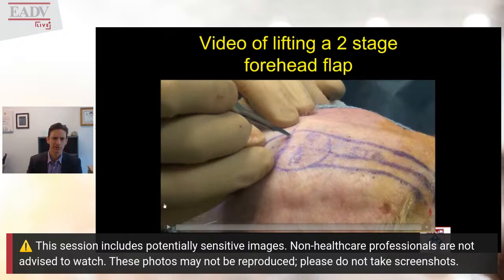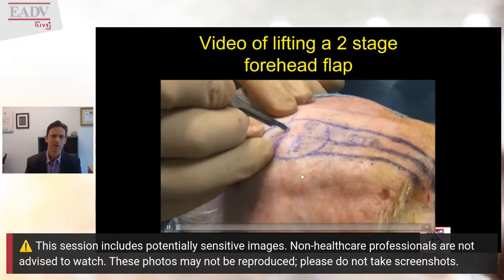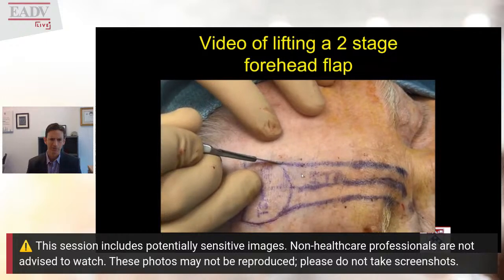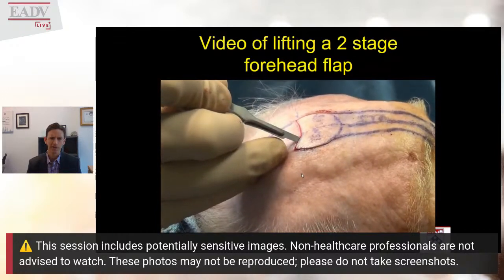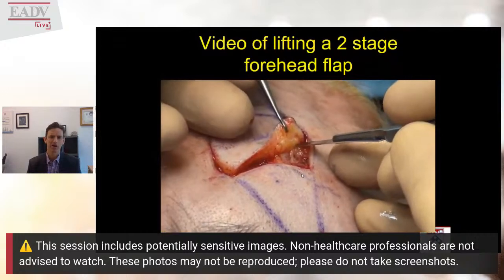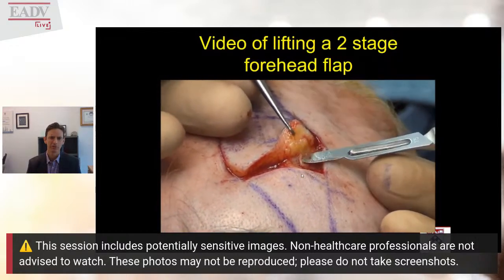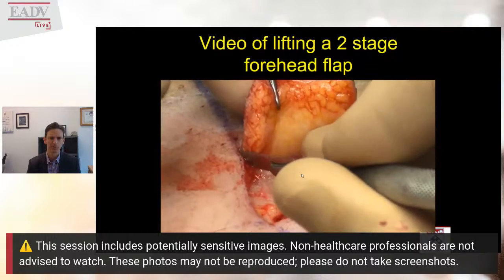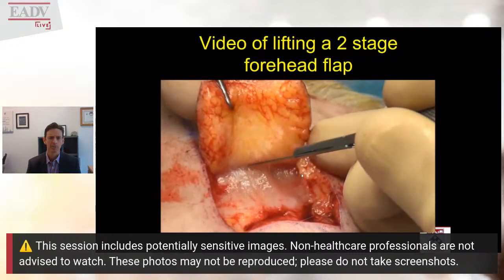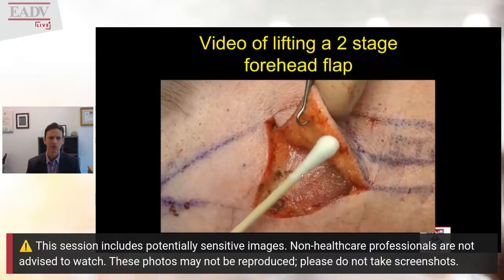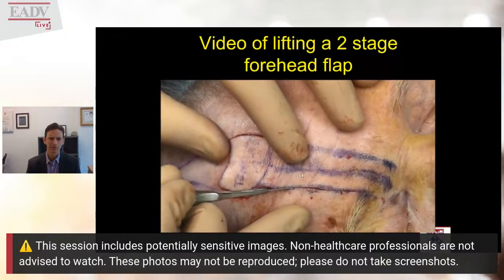So let's look at a video of lifting the flap. This is for a distal flap. So we first are going to lift the templated portion off, a clean pick of the fat off of the frontalis muscle. You will encounter some of the branches of the supratrochlear and supraorbital nerves. Sharp dissection is necessary. This is not a natural tissue plane. You can see that the blood vessels are superficial there.